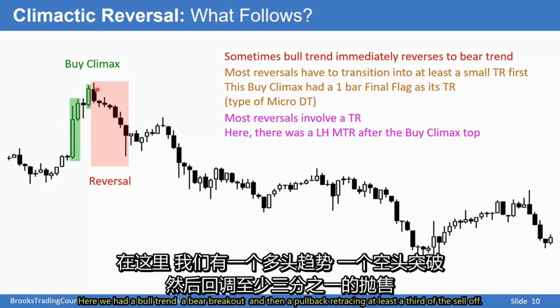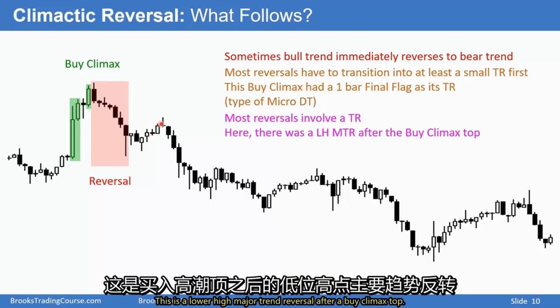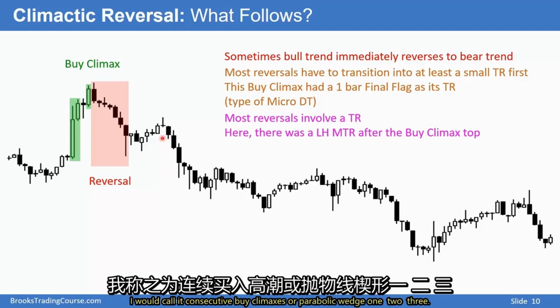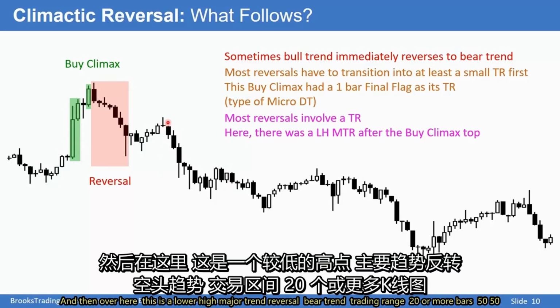Here we had a bull trend, a bear breakout, and then a pullback retracing at least a third of the sell-off. This is a lower high major trend reversal after a buy climax top. Even though you can call it a V top, it still involved a small trading range. I would call it consecutive buy climaxes or parabolic wedge, 1, 2, 3, and then over here, this is a lower high major trend reversal.